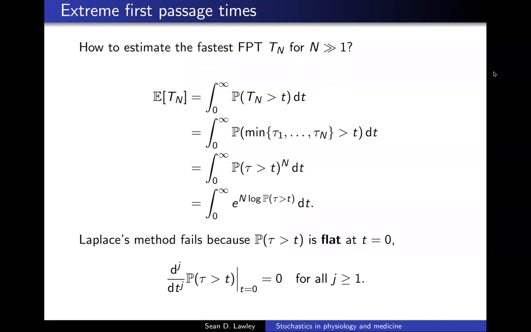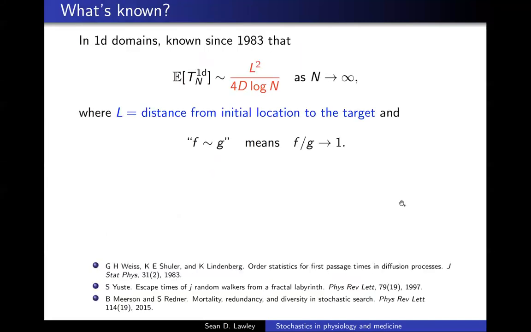And it fails because in most problems of interest, these diffusion problems, the survival probability of a single first passage time is what's called a flat function at t equals 0. A flat function is a function for which all the derivatives vanish. So this P of tau bigger than t, and all of its derivatives, vanish at t equals 0. And so there's no meaningful Taylor series approximation, and Laplace's method fails. So you have to work a little bit harder. I just want to give that calculation to give you a little bit of a sense of the asymptotics in this problem. Okay, so let me talk about what's known.